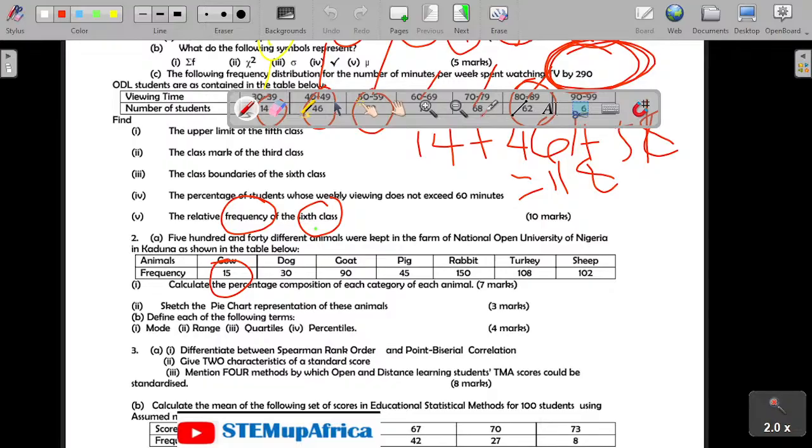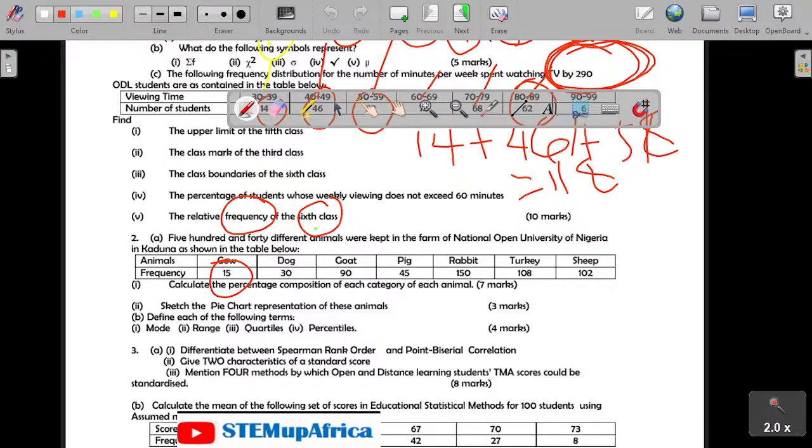They are asking for percentage, which I believe is not supposed to be percentage. The question is supposed to be the sector composition of each animal, because we are going to use it to sketch the pie chart representation of these animals. I'm supposed to use Roman figure 1 to answer Roman figure 2.